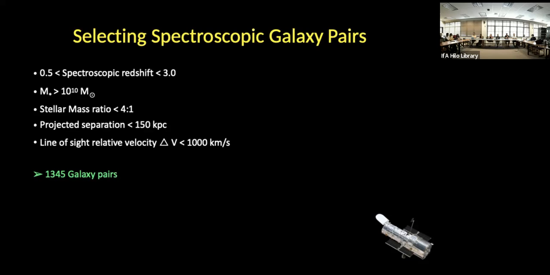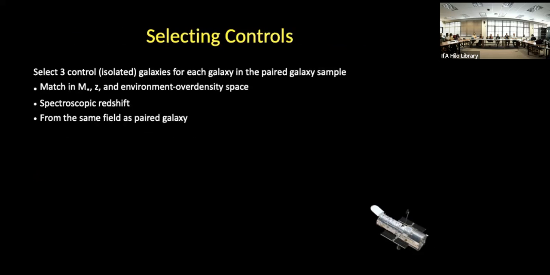Now that we have our spectroscopic galaxy pairs, as I mentioned initially, if we want to study the impact of galaxy interactions, what we really also need is a control sample, because the properties of galaxies can also be affected by stellar mass, redshift and environment. So we really want to control for those things so that we can see the impact of just the interaction itself. That's why the next step is to generate a control sample. For each paired galaxy, I select 3 control galaxies, which are basically isolated galaxies that have somewhat similar mass, redshift, and environment to the paired galaxy.